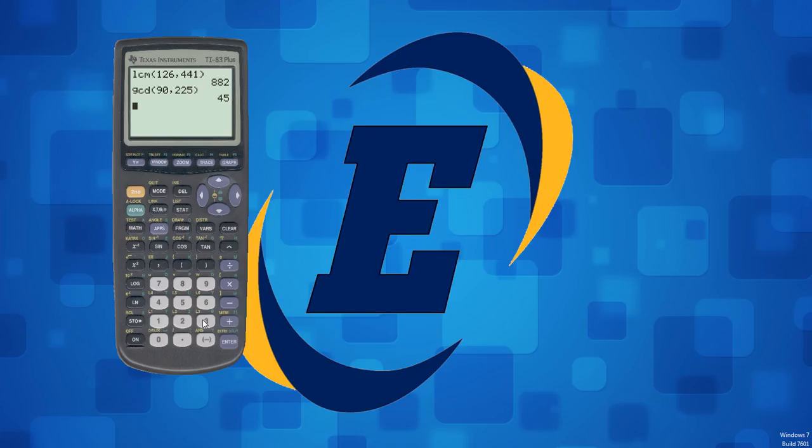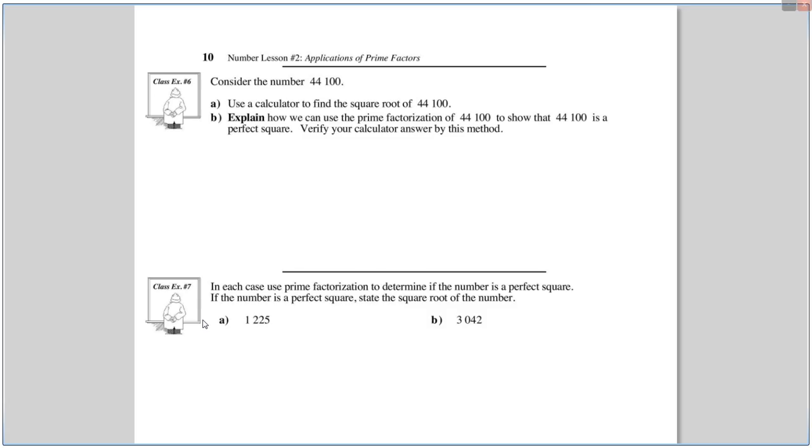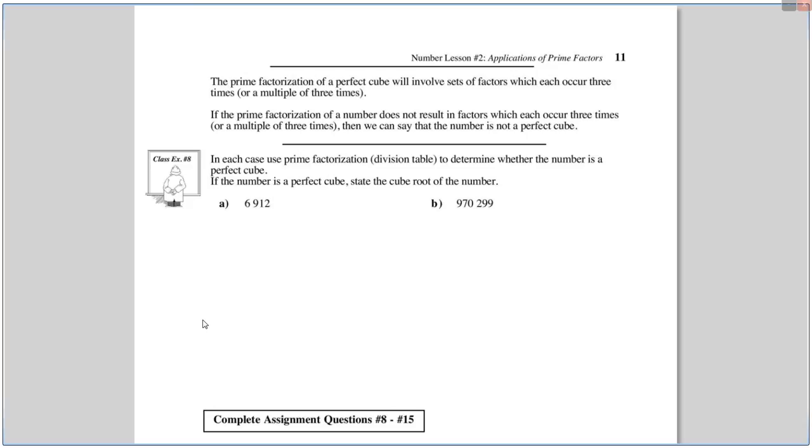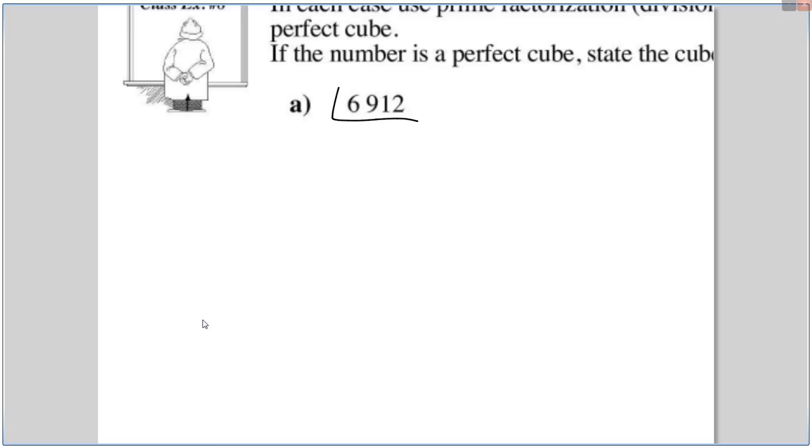All right. Back into this booklet. Let's scroll forward. Let's do these hard numbers here. Okay? Class example 8. Make sure you have one of these in your hand. Calculator. All right. So 6912. We're going to put the division table on there. You got the calculator handy.